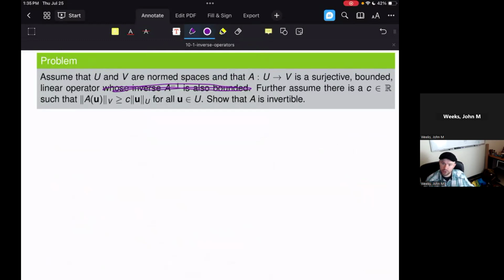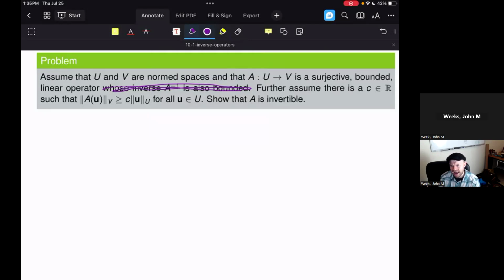To show something is invertible is to say that not only does it have an inverse, but that the inverse also has to be bounded. We automatically know from one of our propositions 2 slides ago that if there is an inverse map, it's automatically linear. If A is linear, A inverse is going to be linear, so we don't have to check that. But we do need to check and make sure that A inverse is bounded in this whole process.